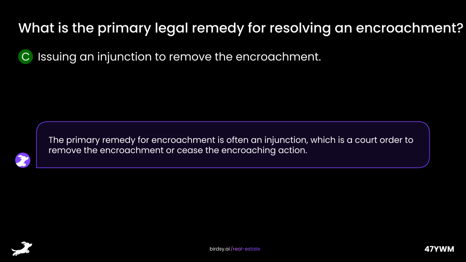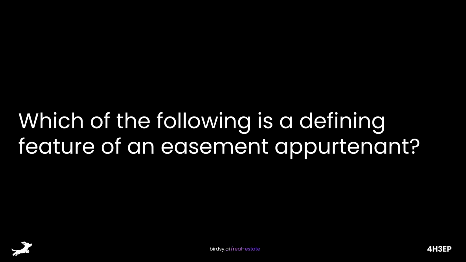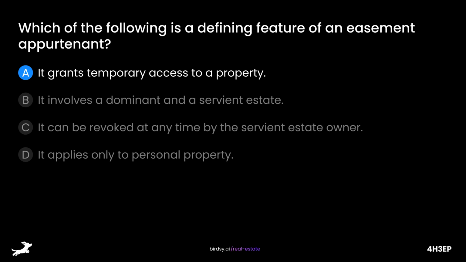Which of the following is a defining feature of an easement appurtenant? Is it A, it grants temporary access to a property, B, it involves a dominant and a servient estate, C, it can be revoked at any time by the servient estate owner, or D, it applies only to personal property?